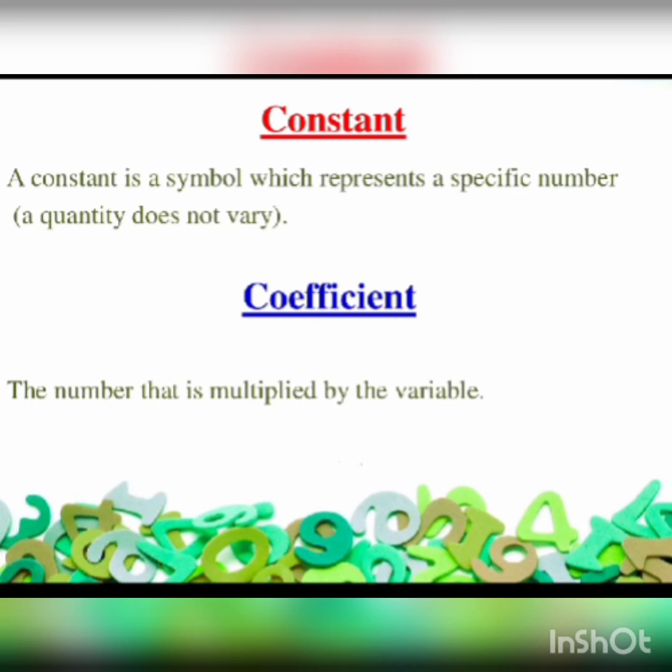Now coefficient, a number that is multiplied by a variable is referred to as what? A coefficient. If we have pi r squared, pi there becomes a coefficient. r is also a coefficient to pi, and so on.